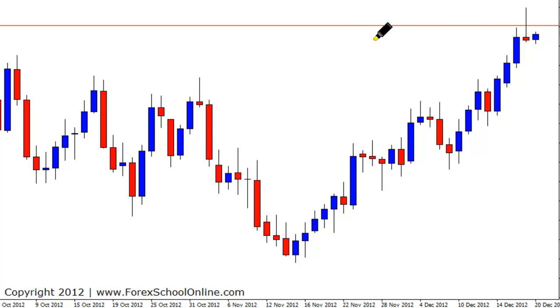Okay, so it's telling us something. It's telling us this level is still held. The bears are looking to take control back at this level, and we may see a rotation back lower, and that's what I'm looking for.